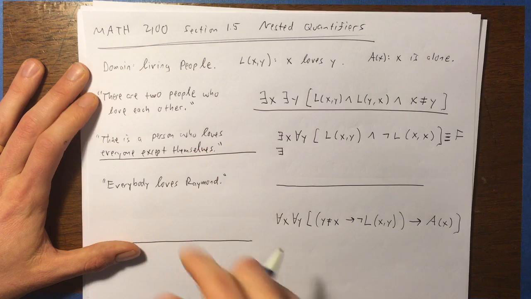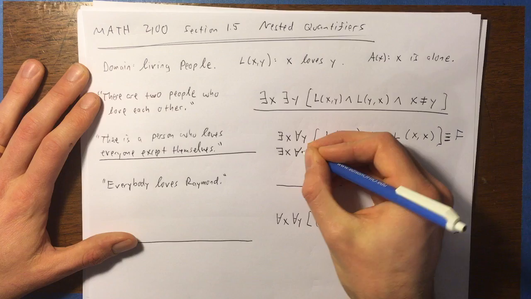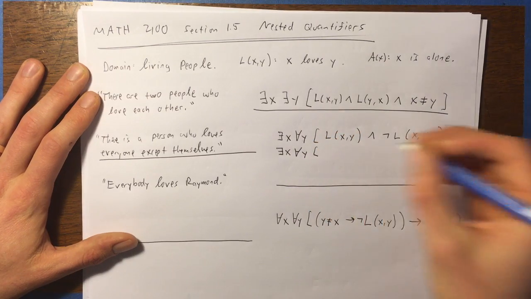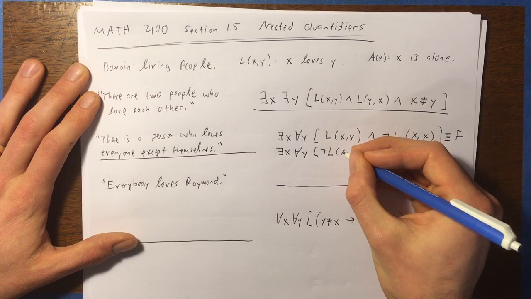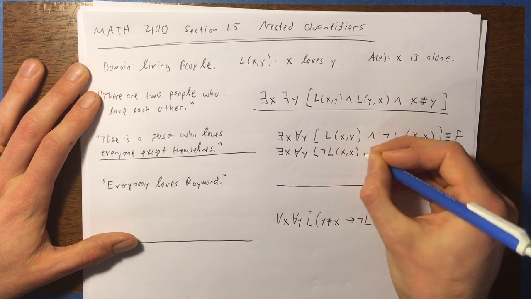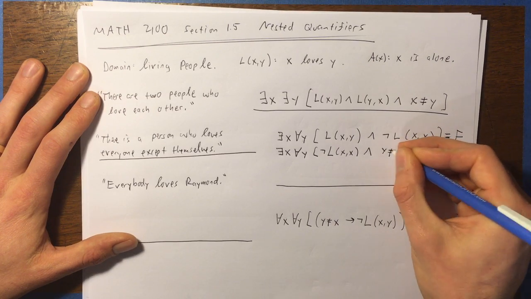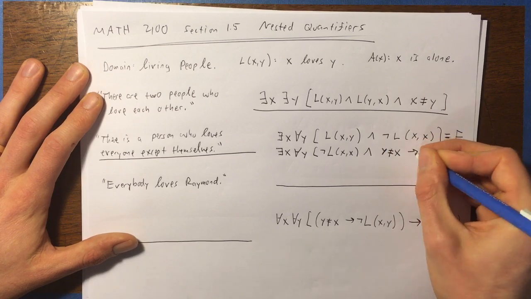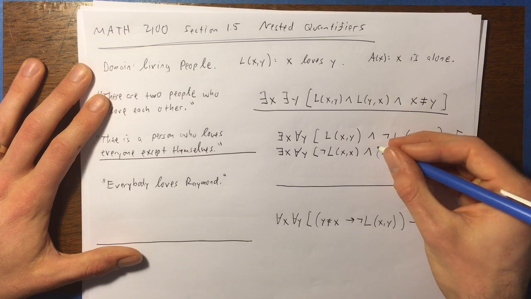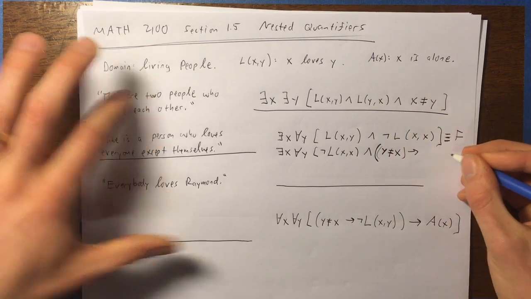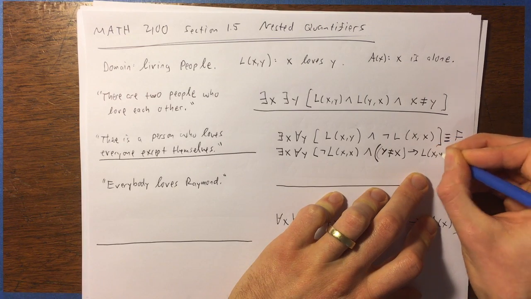I meant to say this. There is a person who loves everyone except themselves. And that would be, there exists X such that for all Y. First of all, let's lead with this part: they don't love themselves, not L of XX. And then, if Y is not equal to X, if you're talking about any other person, and I'm going to put this in parentheses, then they do love Y, L of XY.